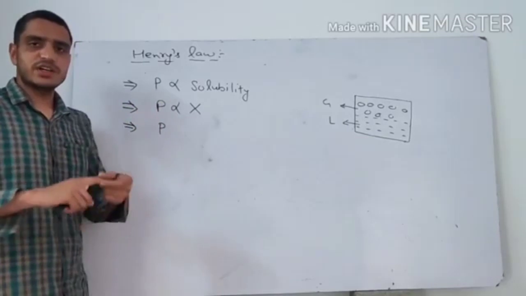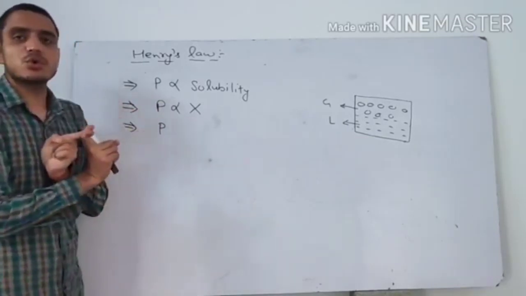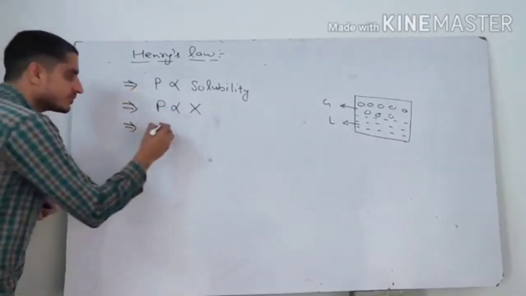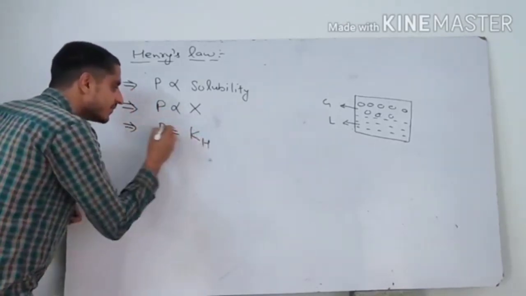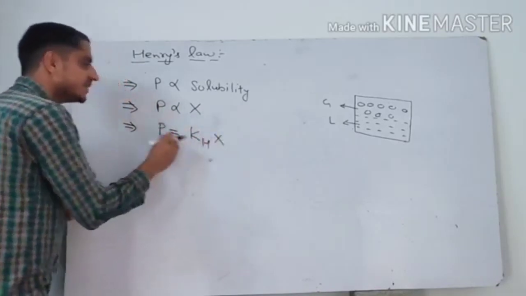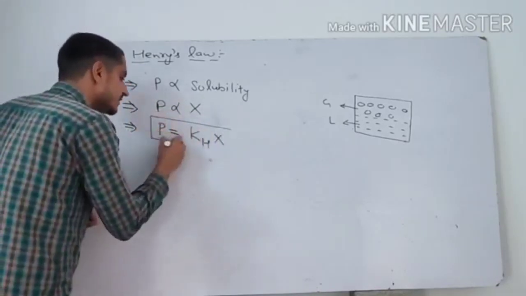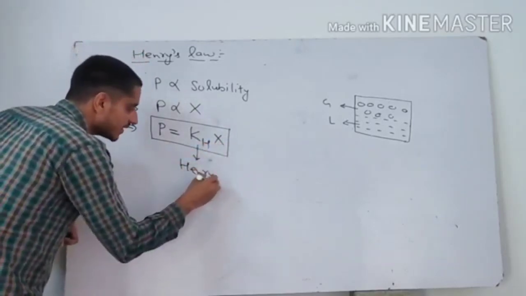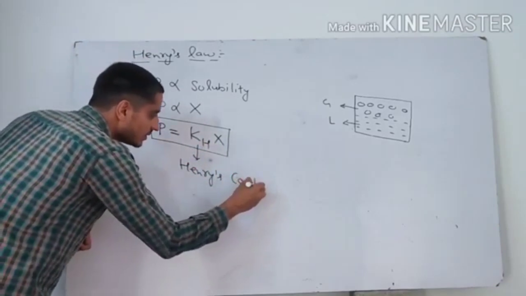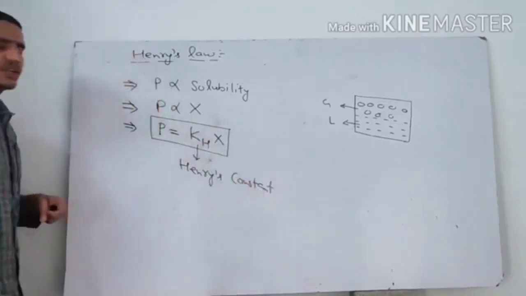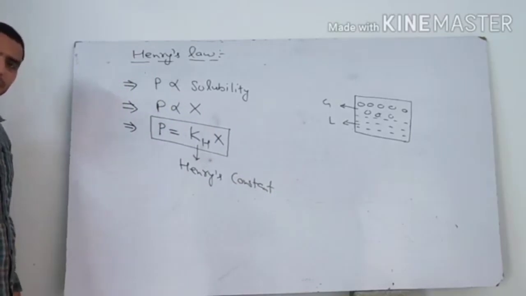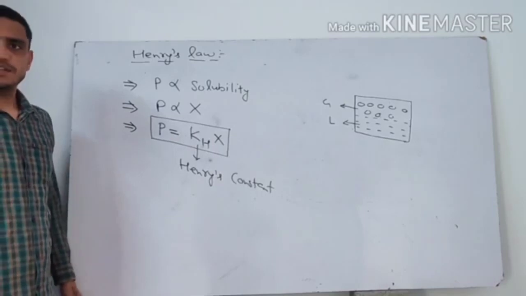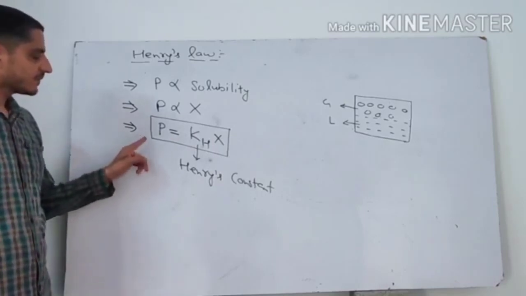For the numerical portion, to set up the direct link, we use the term constant whenever we remove the proportionality sign. So when you remove the proportionality sign, a constant comes by the name of Kh. This constant is known as Henry's constant. Getting my point? This is known as Henry's constant.